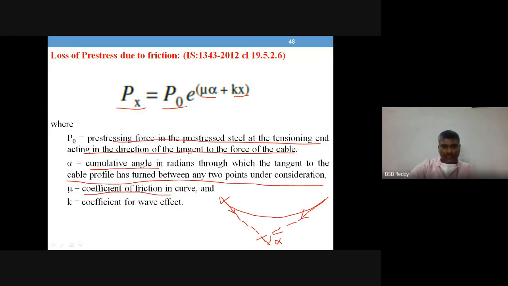And mu is the coefficient of friction, you know it very well, and k is the coefficient of wave effect. So what is meant by wave effect? Because the cable is going to be in a duct, while you tension the cable it is going to have some wobble effect, like when you pull any rope. Practically you will see that it is going to have a wave nature of movement. So that is going to have the loss of stress also.